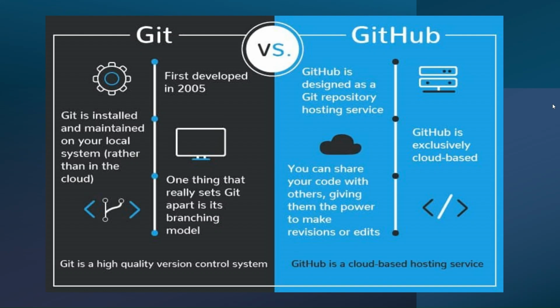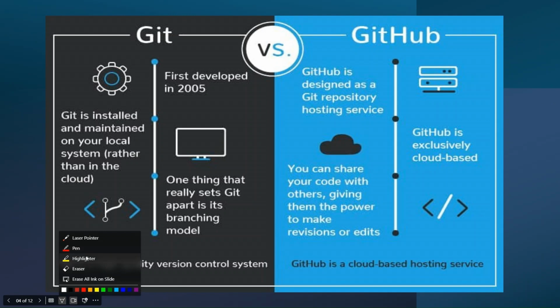Git was first developed in 2005. I don't think I need that information. Yeah, so Git is installed and maintained. Where's my pointer? Yep. Yeah. So we're here.